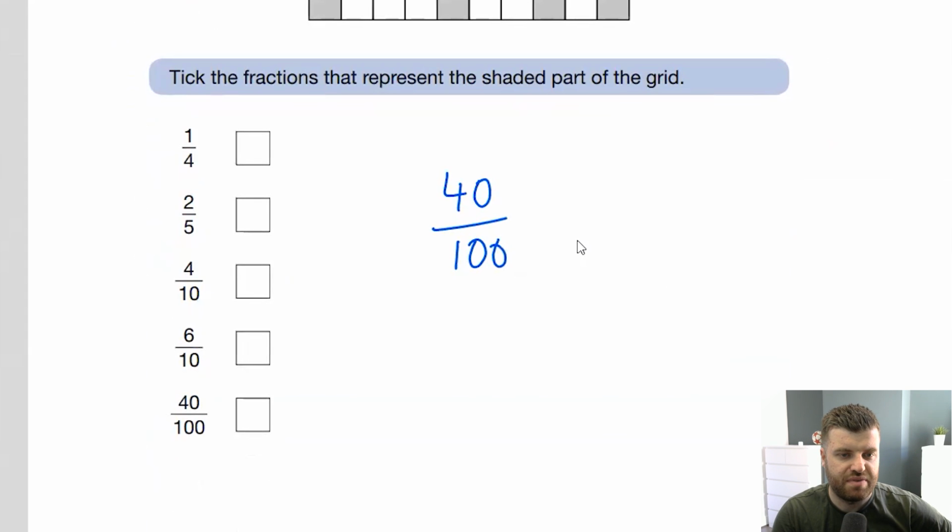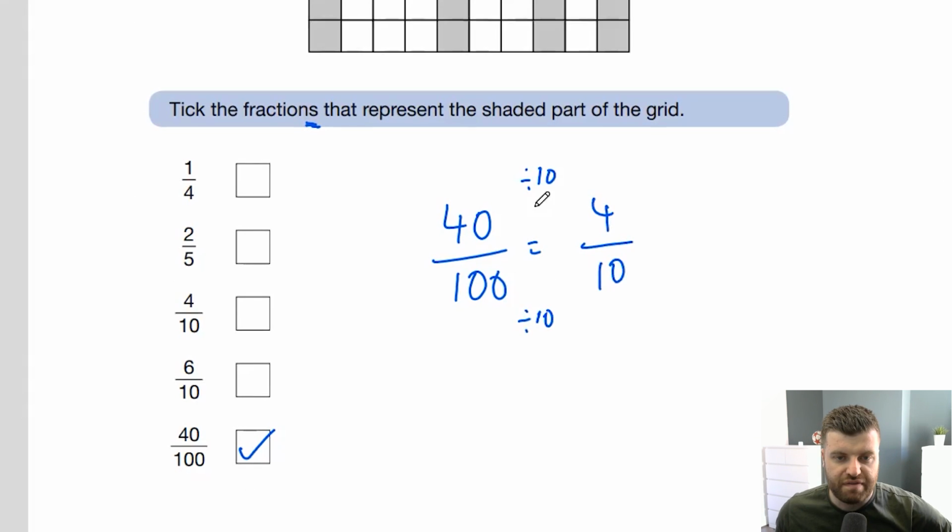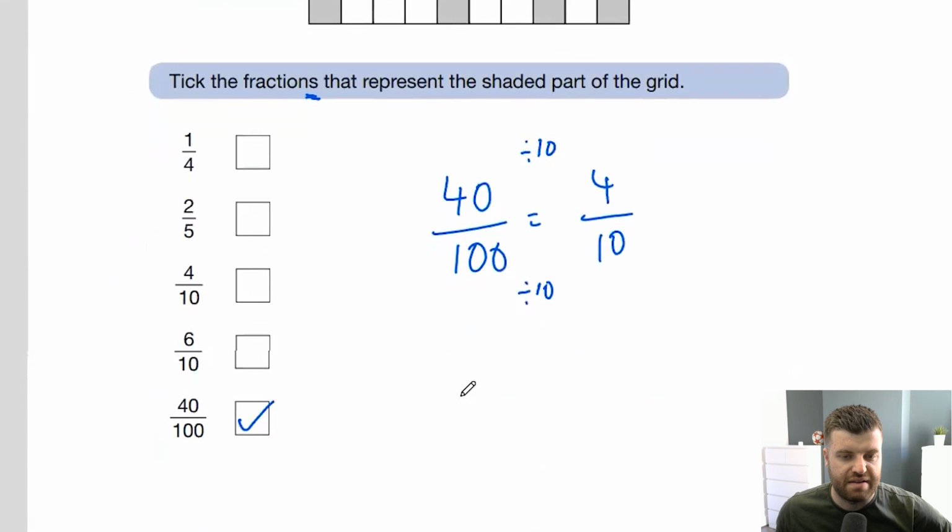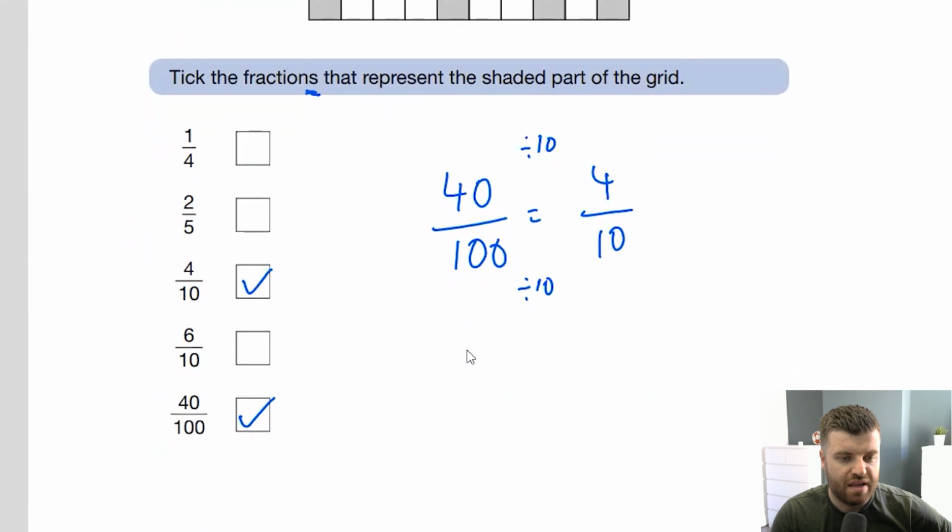And did you notice something? There's an S on the end of fraction. We're going to have to do more than one tick. Well, obviously it's the bottom one, 40 out of 100. We could simplify this, divide both the numerator and the denominator by 10 to get 4 out of 10. And you might have noticed above, each column is a tenth. So we have 4 tenths there. So we can tick this one. But here's the one that a lot of people might have missed.